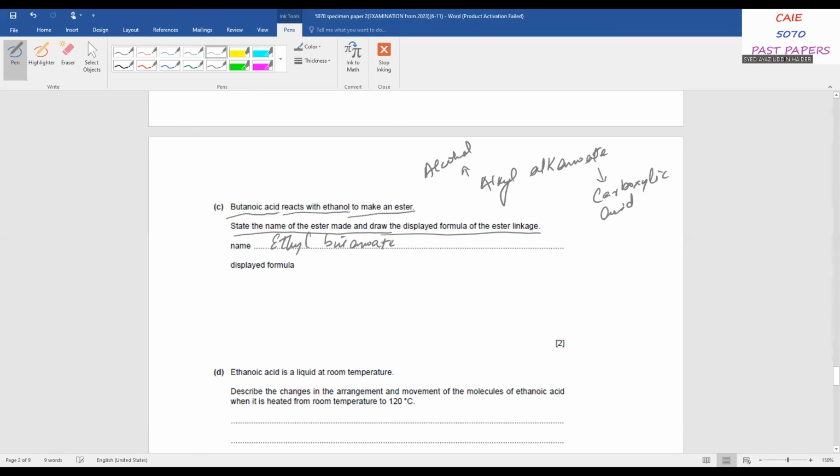The displayed formula will be like this: 4 carbons for butanoic, 1, 2, 3, 4, and 2 for ethyl, showing each hydrogen atom.